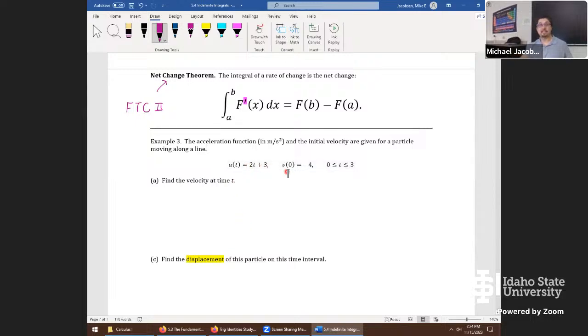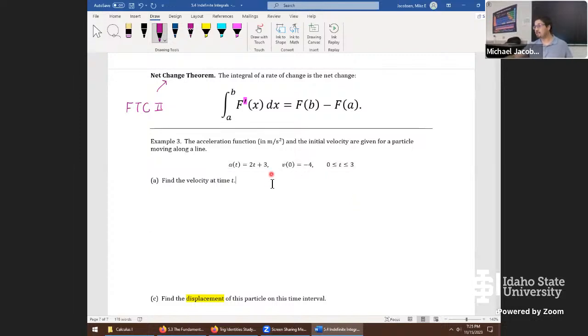We have an initial velocity, but we don't have an initial position. So there's some missing information. And what we know is this is the acceleration function, and that's the initial velocity for a particle moving along the line. So maybe it's a weird physics experiment. Maybe there's something in a Large Hadron Collider or something like that. This is only going to be valid for 0 to 3 seconds, so a very short experiment.